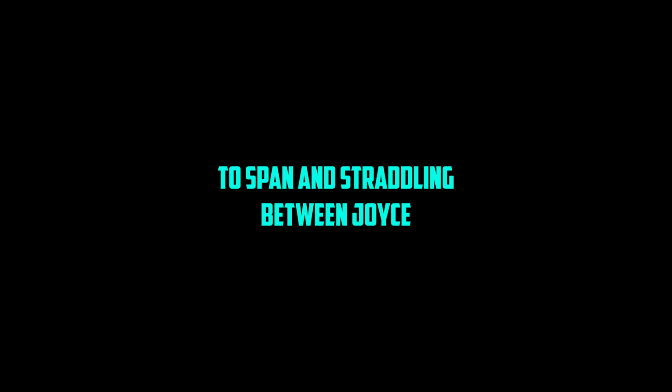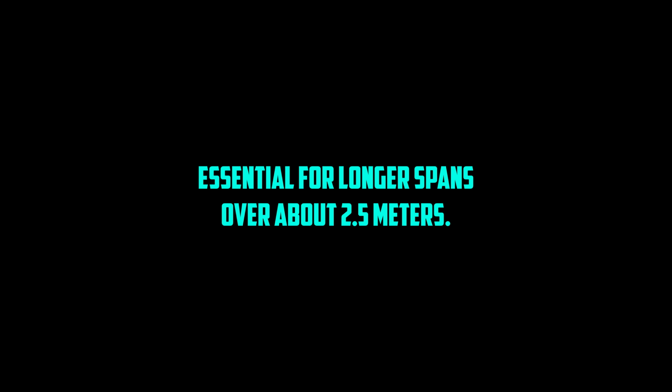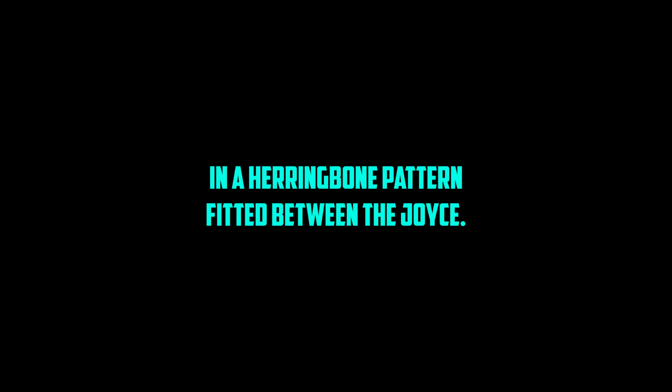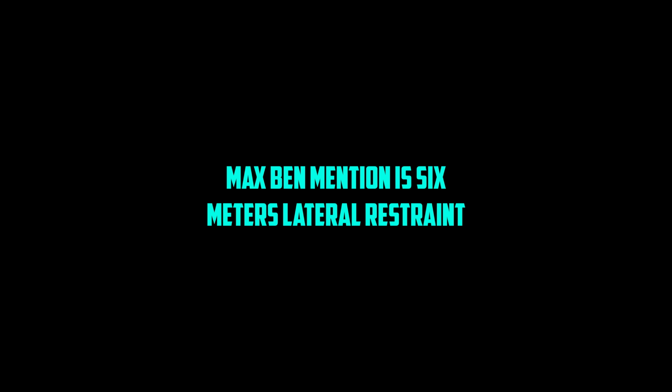And strutting between joists. Essential for longer spans, over about 2.5 meters. It's rows of bridging pieces, often in a herringbone pattern, fitted between the joists at midspan, stops them twisting or vibrating too much, which could crack the ceiling underneath. Max span mentioned is 6 meters.